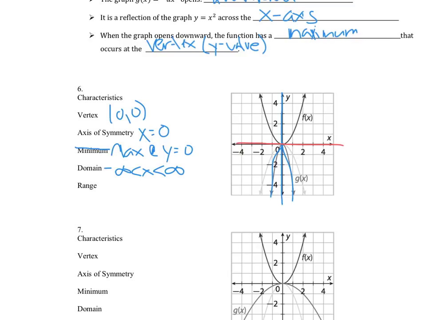And then our range, so we're starting down here, checking, and our graph does hit negative infinity. So this time we're going to go from negative infinity to, and where does it end at? It ends at our maximum, which is at 0, and that needs to be a closed bracket. You can also write this as y is less than or equal to 0.